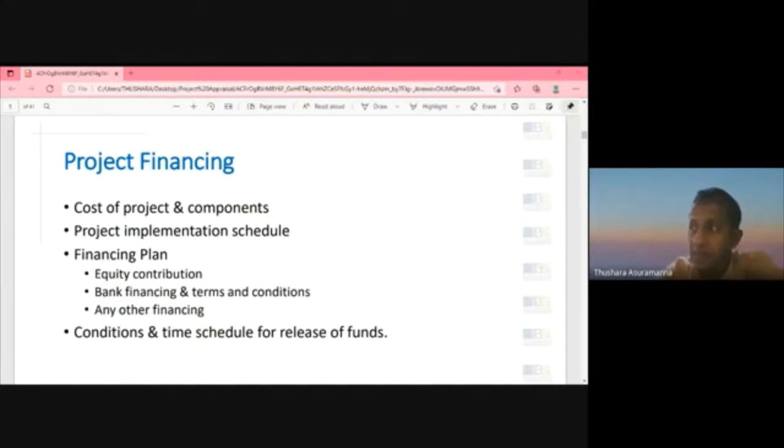So we'll ask the customer to bring his equity. We'll ask the customer to bring that equity through your account. So then collectively, you will issue the checks to the suppliers or whoever is undertaking the project, like contractors. That's the financial control.